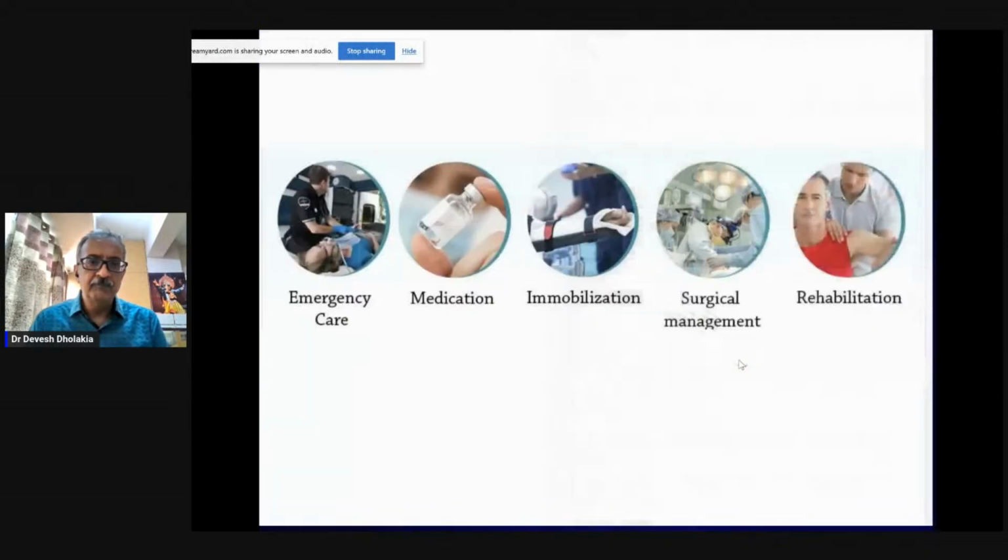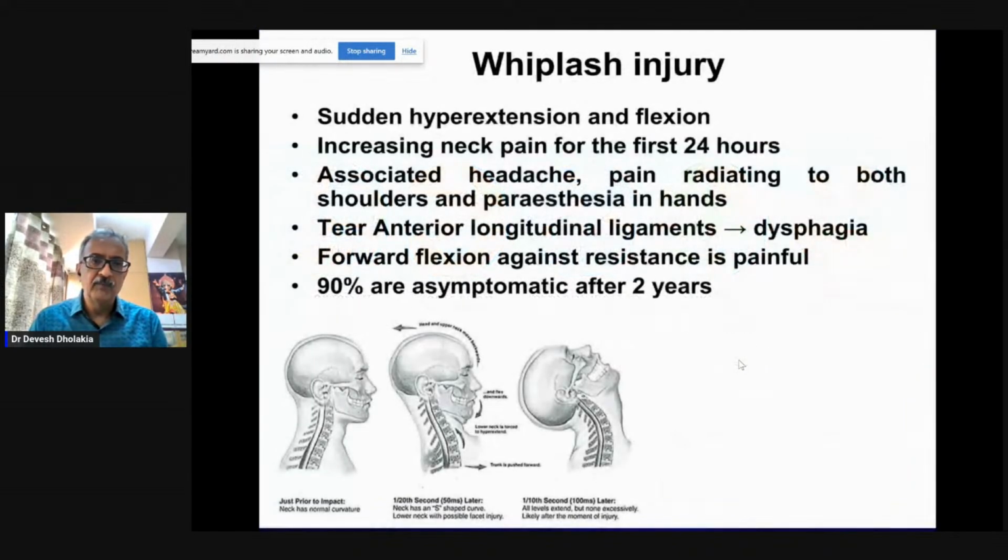So emergency care. Whiplash injury we all know is a sudden hyperextension flexion type of injury. They usually have neck pain for the first 24 hours along with pain radiating to the shoulders or to the hands. And very often it may take up to 2 years for the patient to become normal.